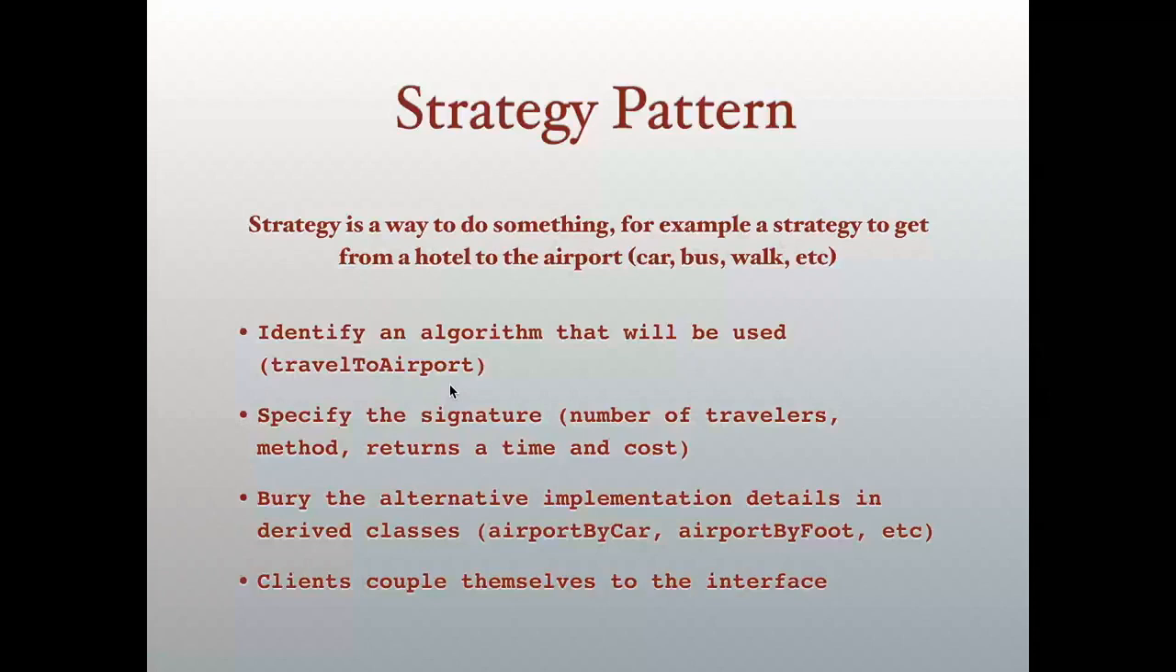You're going to bury the alternative implementation details in derived classes. So I may have a master, let's say a root travel to airport. Then I'd have a subclass that would be travel to airport by car. Another child maybe travel to airport by foot. If you're familiar with it, it ends up being sort of an interface kind of approach, because you have that parent class, in this case travel to airport, the top level strategy, that gives you your interface. It gives you your signature. It tells you what you're going to return.